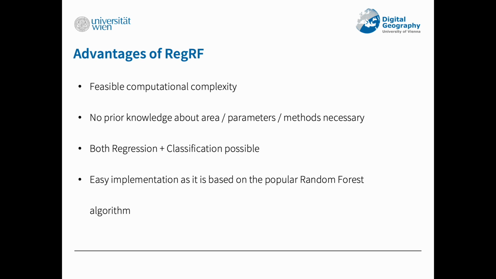So to summarize, I would like to list the main advantages of the RegRF method. Firstly, compared to the other two spatial approaches, it is very efficient regarding its computation. Also, it does not require the user to have prior knowledge about the study area, the parameters, or regionalization methods, as any of those combinations leads to a big increase in performance. As it uses the famous random forest algorithm, it is possible to use it for both regression and classification problems and makes it easy to implement.